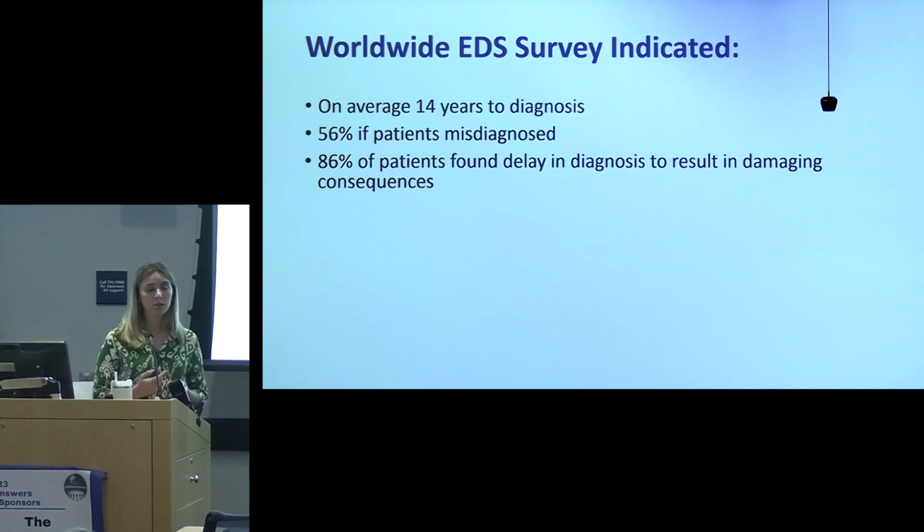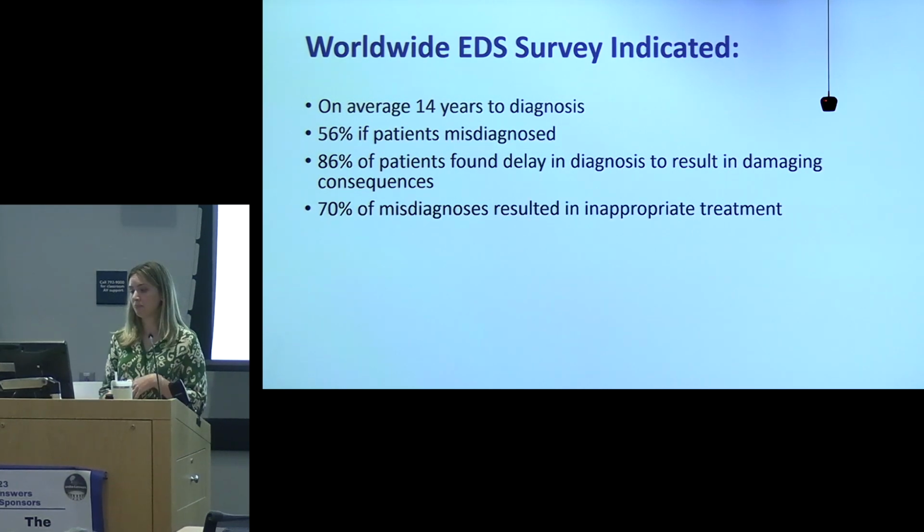So maybe they had symptoms that weren't being treated right away, maybe they had a surgery or a medication that they didn't actually need that caused harm. And again, 70% of those misdiagnoses resulted in inappropriate treatment. So maybe being misdiagnosed with an autoimmune disease or something like fibromyalgia where you were given a medication that actually wasn't for the issue that you had.